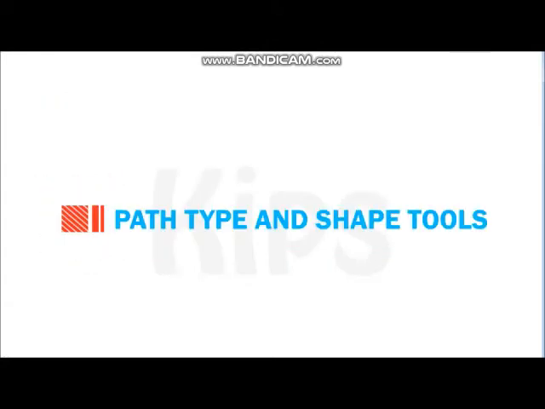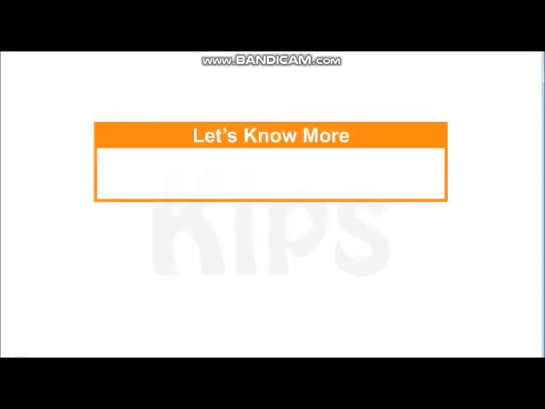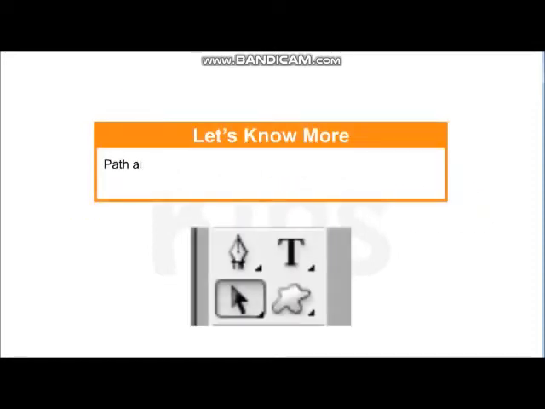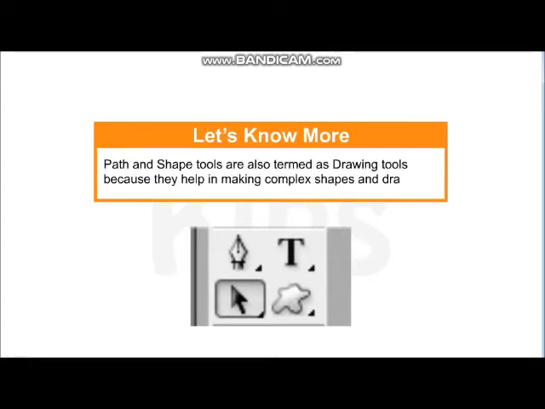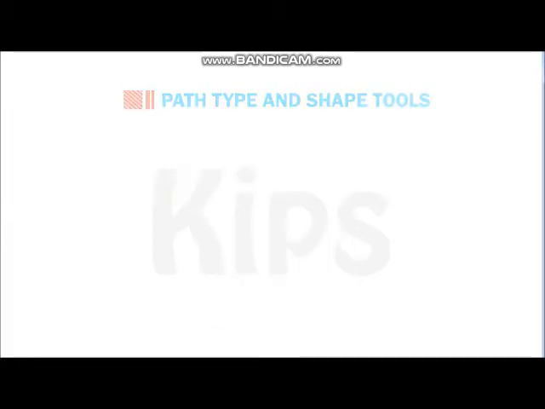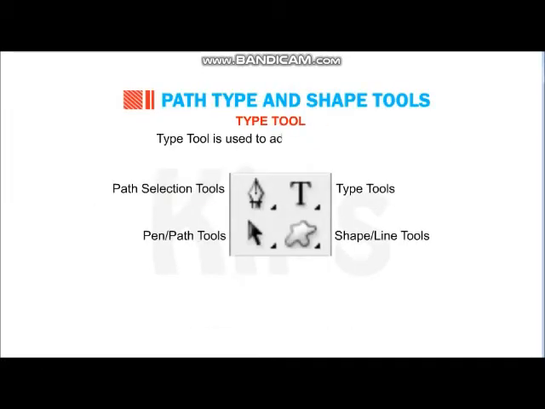Okay, let us now talk about the path and shape tools. Students, note that the path and shape tools are also termed as drawing tools because they help in making complex shapes and drawings. Type tool is used to add text in an image.